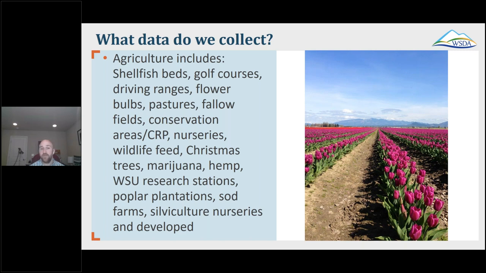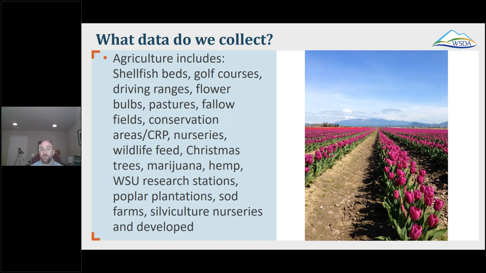So this is an example of data that we do not collect. The Department of Health is really the lead agency for shellfish beds, and pesticides are applied on shellfish beds. So we do have that included in our data set, all the approved shellfish bed locations in Washington state. We also include golf courses and driving ranges. That might be a bit of a surprise, but compared to other land use types, they are certainly higher users of pesticides and herbicides.